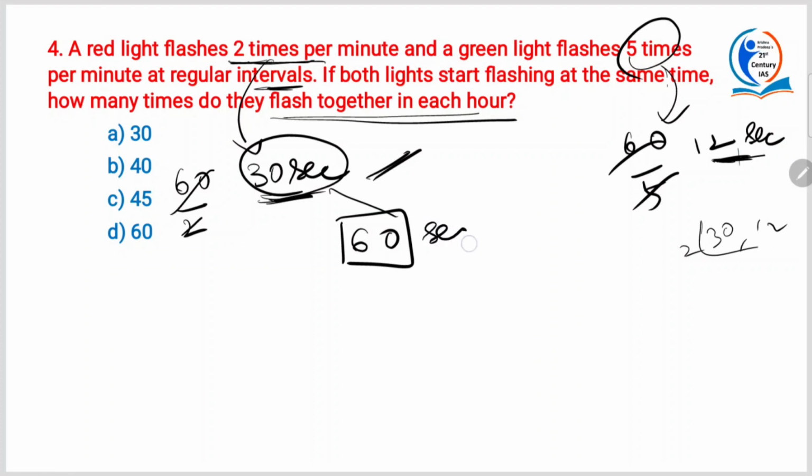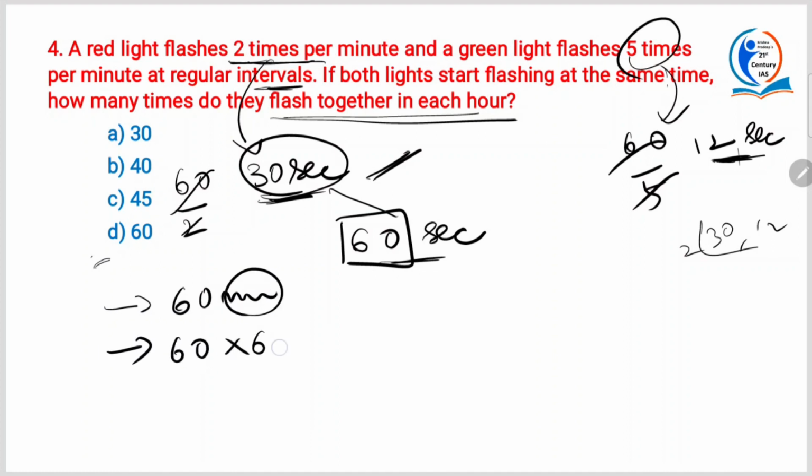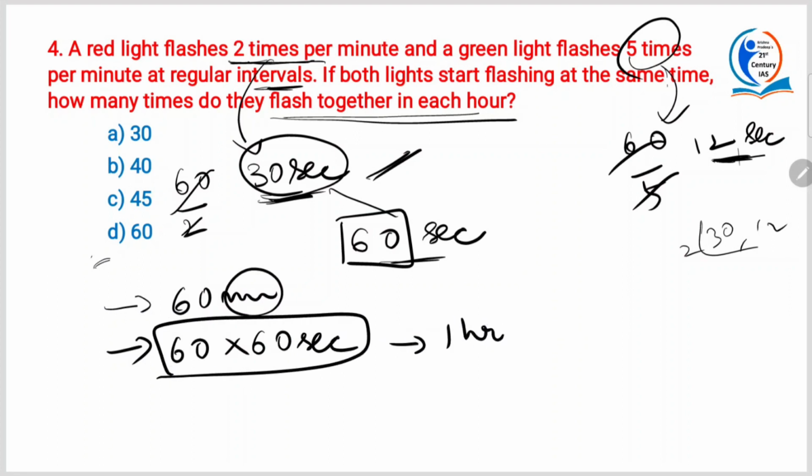Okay. Now 60 seconds. For every 60 seconds they flash together. Now is 60 seconds the answer? No, this 60 seconds is not the answer. Be very careful. They are asking how many times do they flash together in each hour. Now in each hour, how many seconds are there? Each hour has 60 minutes. Now 60 into 1 minute has how many seconds? 60 seconds. So these many seconds are present in 1 hour, and for every 60 seconds, it is flashing together.